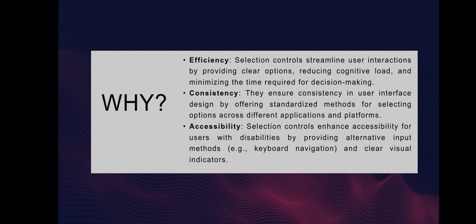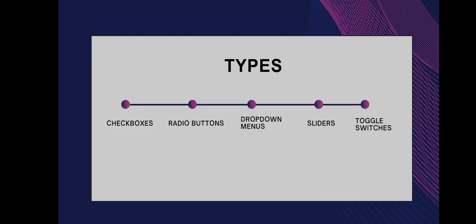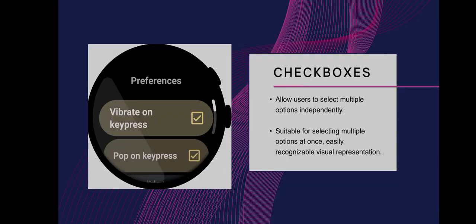So accessibility is an easier way of selection control, like silent mode in PC can be done by clicking a function button which has an LED glowing property indicating the PC is on silent mode. We are going to see what are the types of selection control. There are many types, and those are checkboxes, radio buttons, drop down menus, sliders, toggle switches. What are these? Let's see in upcoming slides.